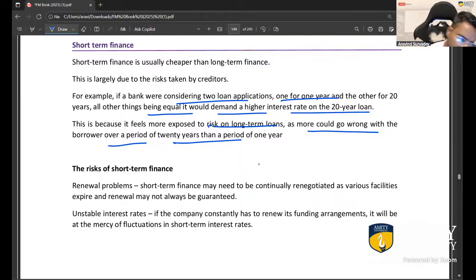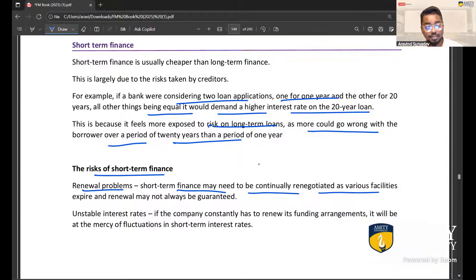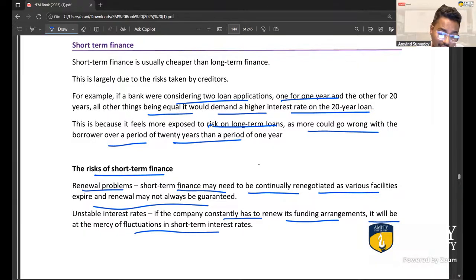Now, the risk of short-term finance, we have renewal problems. Short-term finance may need to be continually renegotiated as various facilities expire, and renewal may not always be guaranteed. Unstable interest rates. If the company constantly has to renew its funding arrangements, it will be at the mercy of fluctuations in short-term interest rates. This is the problem with short-term finance.